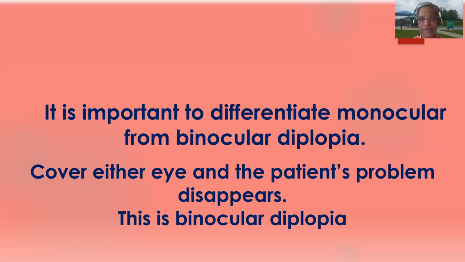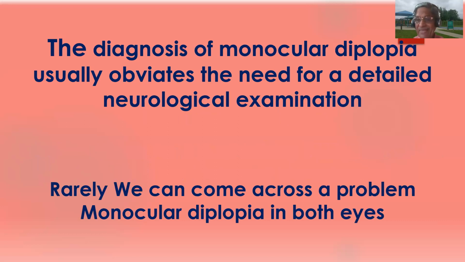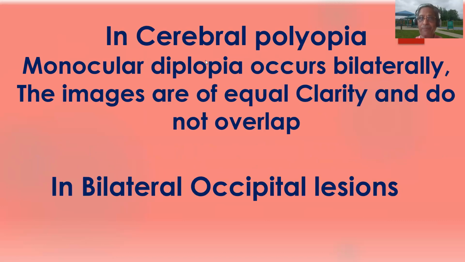I told you binocular diplopia. Then rarely we can come across monocular diplopia in both eyes, which I told you is cerebral polyopia. Monocular diplopia occurs bilaterally, the images have equal clarity and do not overlap each other, in bilateral occipital lesions. But don't comment on this first in the examinations. If you are asked, you tell. There's a possibility that uniocular diplopia may be neurological, but very rare. Don't tell first.